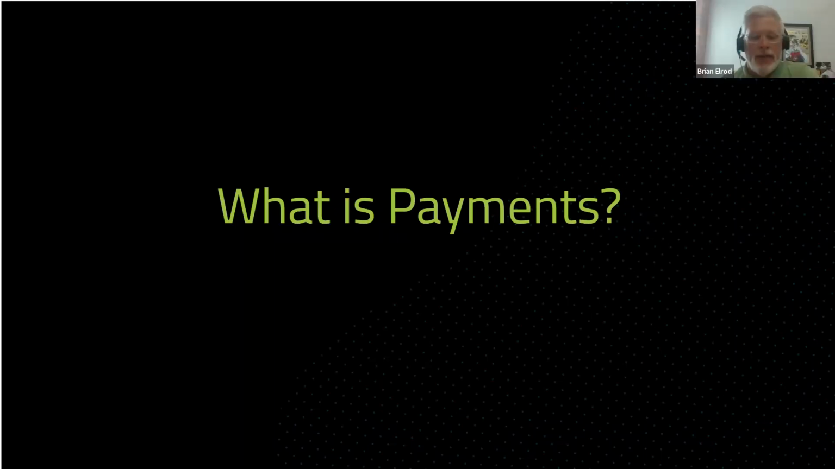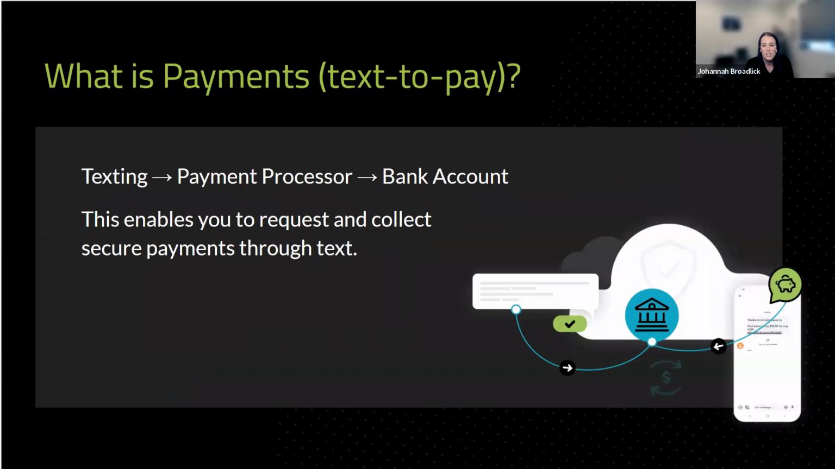So what is payments, Johanna? Yeah. So we make it easy for you to accept payments right over text. You'll hear it called payments, text to pay, a couple different names. You'll see it in Text Request under your Payments tab. And this makes it so that when you're texting your customer, you can request payment. Authvia will send a message that tells your customer a secure link to pay.